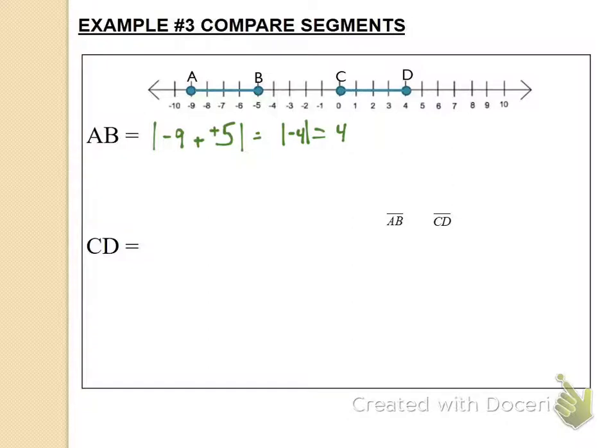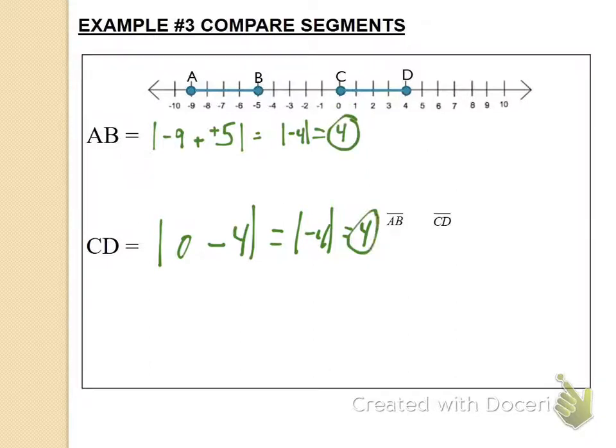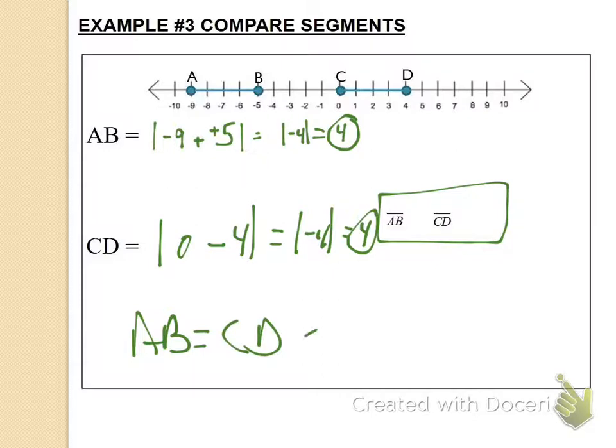CD, same thing. 0 minus 4, which is -4. The absolute value of -4 is 4. So what we see here is that these two segments have the same length, which means that their lengths are equal, but it also says that those segments are congruent. So if we wanted to write that out, we would do two things. We could say that AB is equal to CD. That's our statement of equality, which would lead us to say that segment AB is congruent to segment CD.